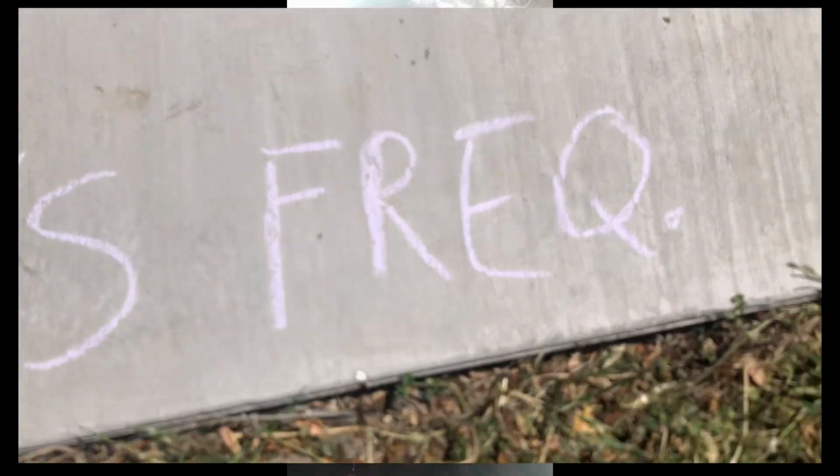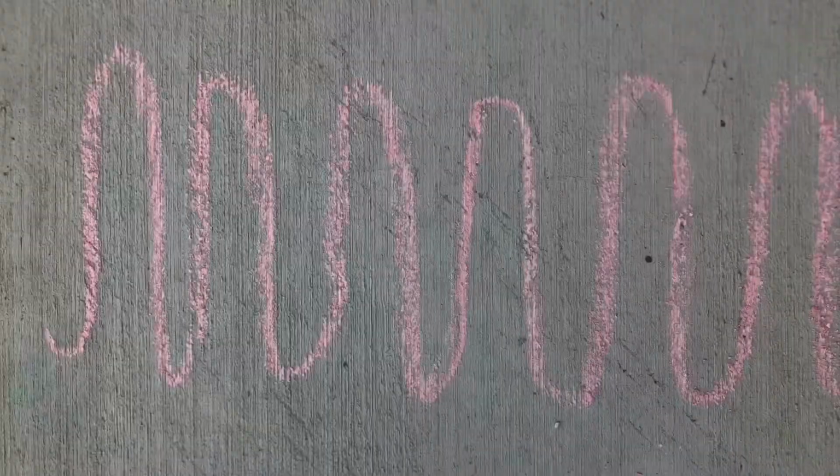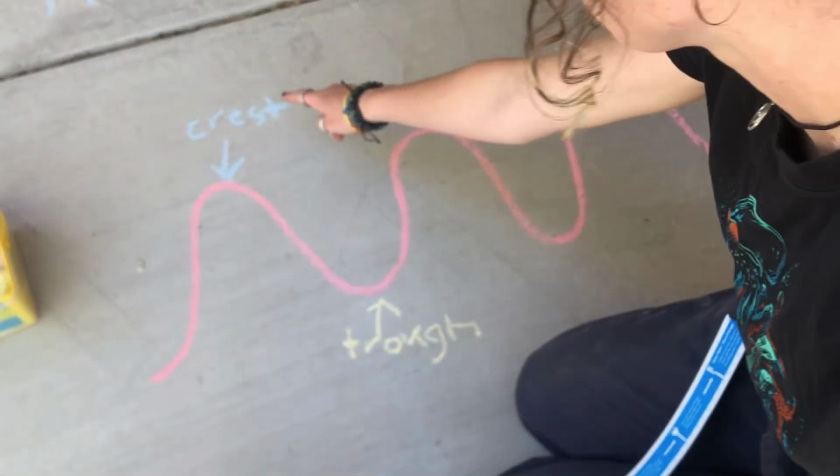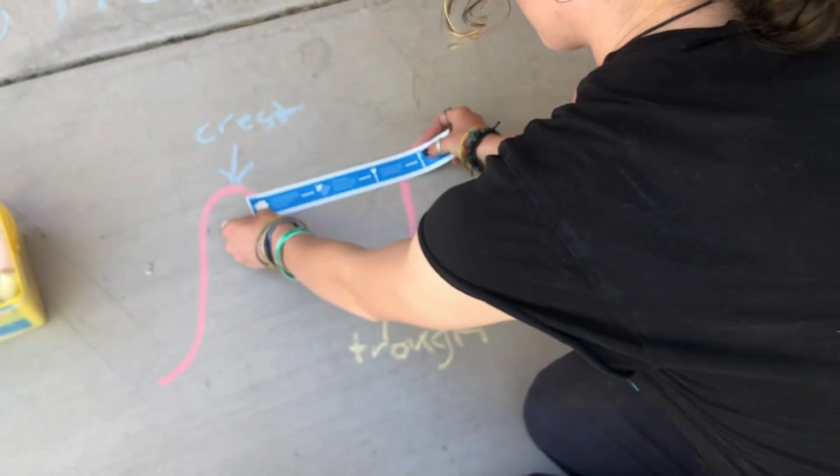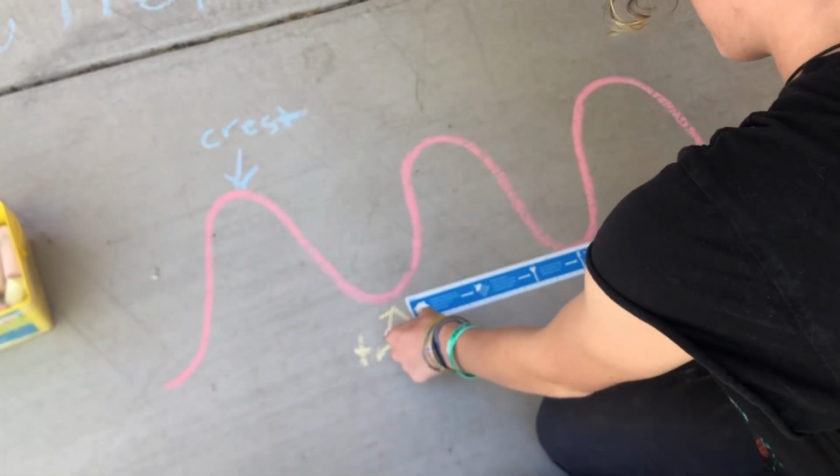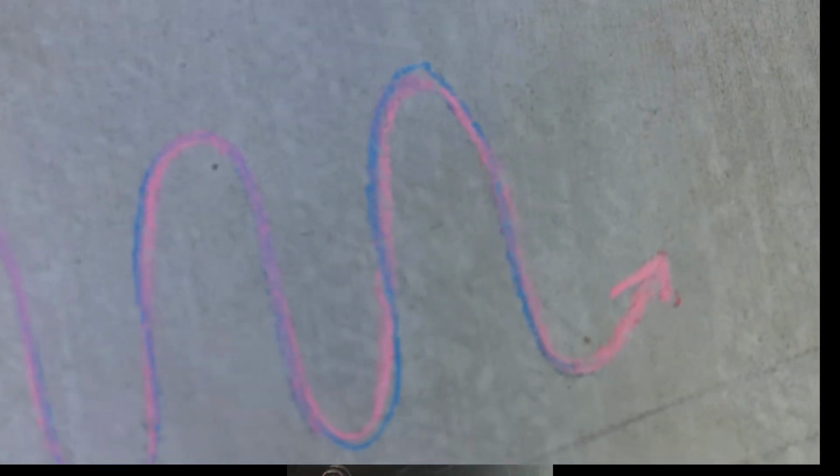A wave's frequency is the number of waves that pass a certain point in a period of time. A wavelength is the distance between successive crests or troughs. A standing wave is the combination of two waves moving in opposite directions with the same amplitude and frequency.